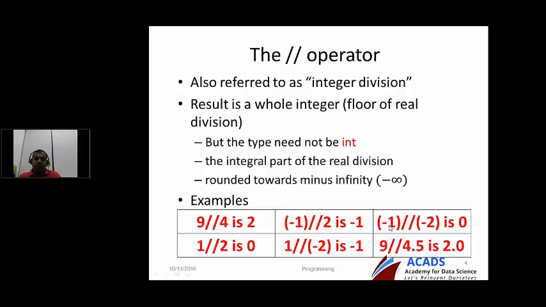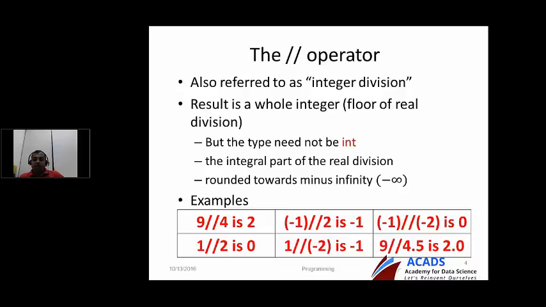Another interesting example is -1 integer division by -2, which is 0. But if you do -1 integer division by 2, it is -1. The reason being 1 divided by 2 is 0.5. When we put a minus sign, it becomes -0.5, and we are rounding towards minus infinity. So the result of -1 integer division by 2 becomes -1 and not 0.